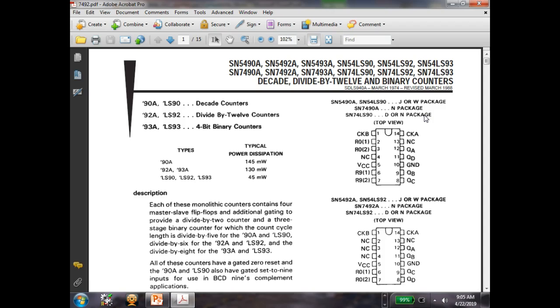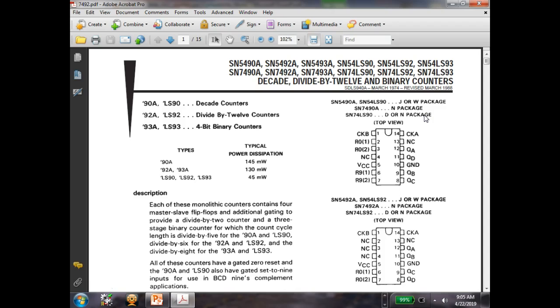So it says this right here is a 7490, 7492, and a 74LS193. So we have what we call a decade. Decade means it's a BCD counter. It's going to be able to count from 0 to 9. We're going to reset it on 10, right?